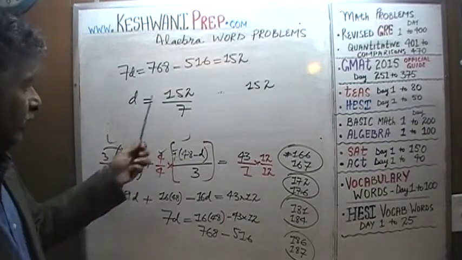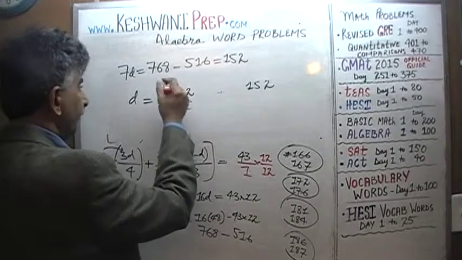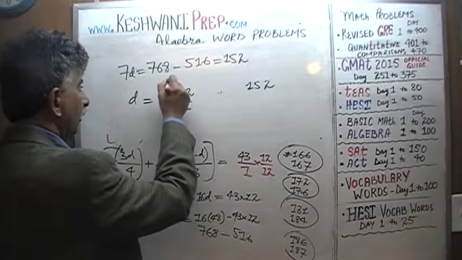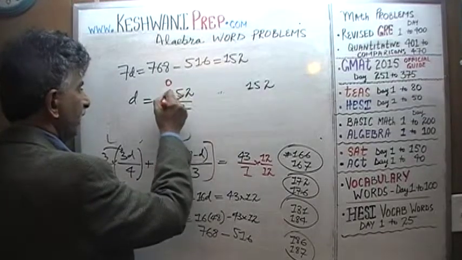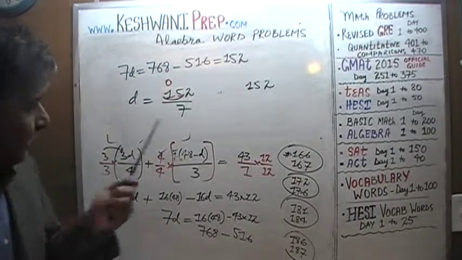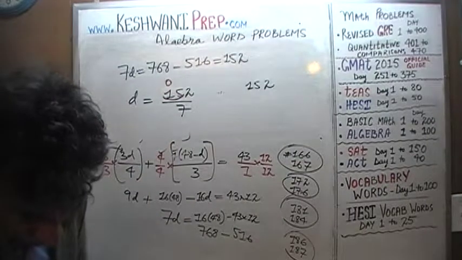How many 7s does 1 have? 1 has no 7. That 1 goes and joins the 5. I get 152. It makes me very nervous. I made a mistake somewhere.